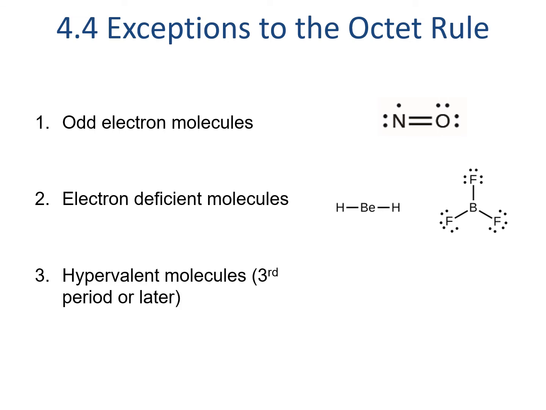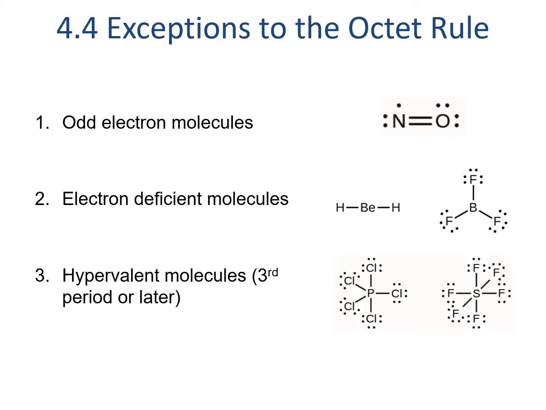And as we've already indicated, anything in the 3rd period and beyond can actually accept additional electrons, although they don't need it in every case. So on the bottom, you see another example of an expanded octet, something with more than 8 electrons.